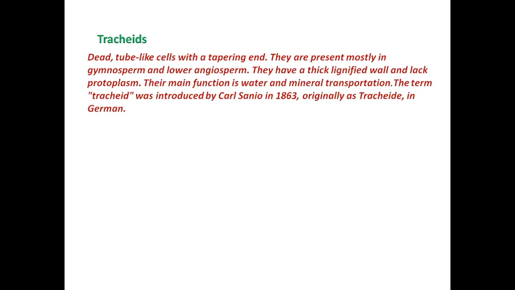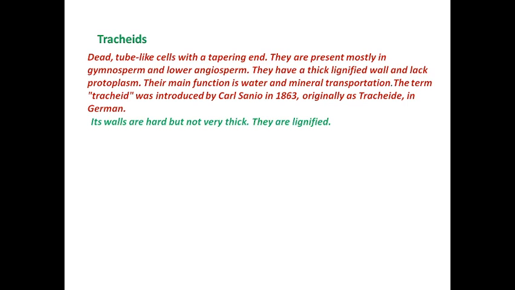The tracheids are not so advanced. Fine. They are found in gymnosperms and lower angiosperms. What are they actually? They are dead tube-like cells with a tapering end. Fine. And they have a thick lignified wall and lack protoplasm. Since they are dead, they lack protoplasm and they lack a nucleus. Their main function is water and mineral transportation. The term tracheid was introduced by Carl Sanio in 1863, originally called Tracheide in German.